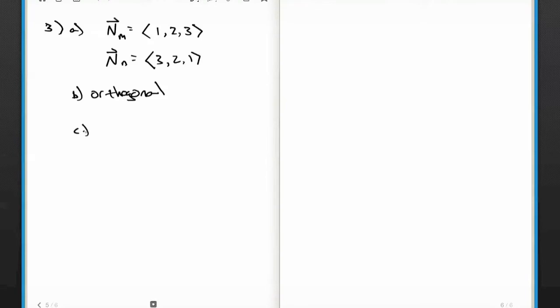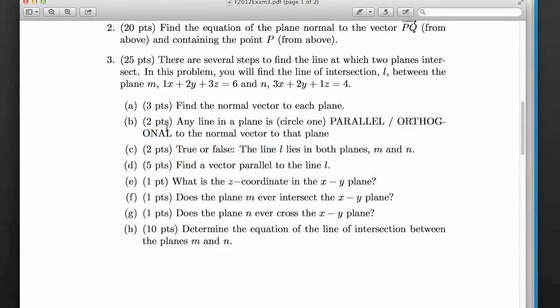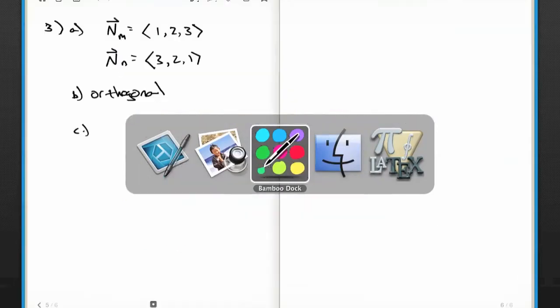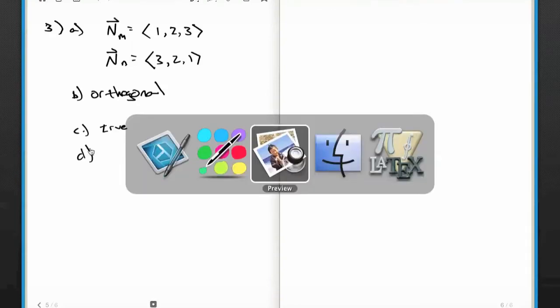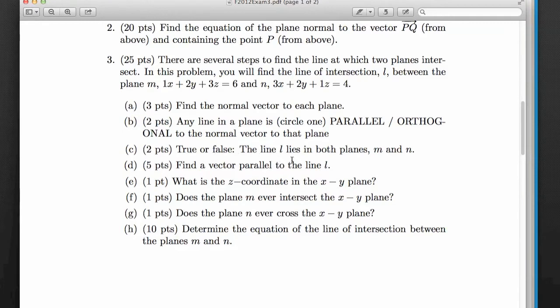C is true or false. Line L lies in both planes. Okay, that's true. So C is true, and D is find the vector parallel to line L. Well, the vector parallel to both of these normals is the cross product.